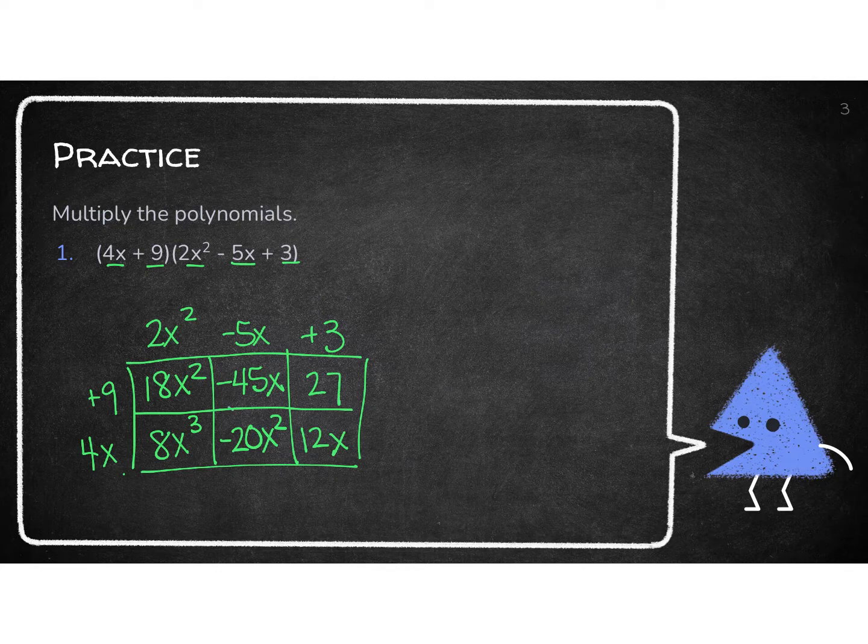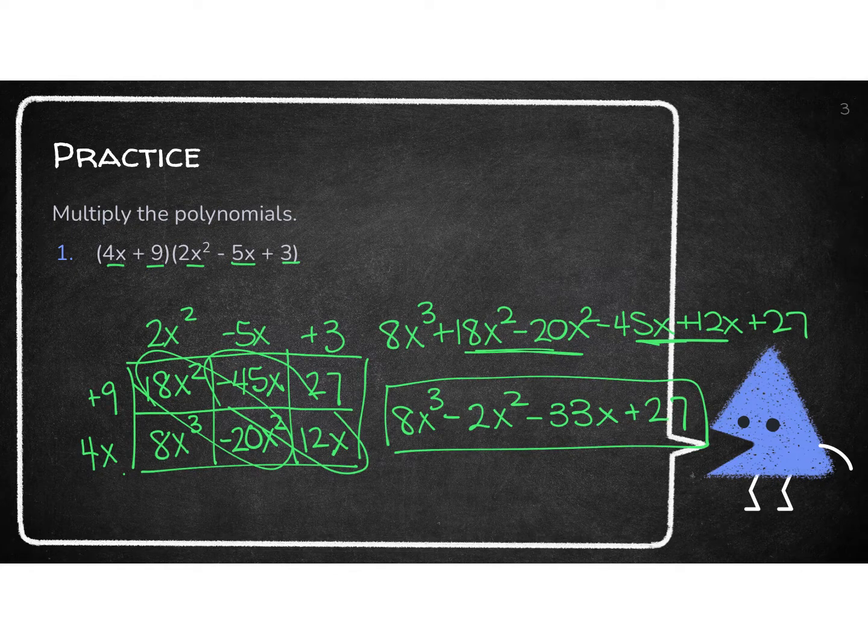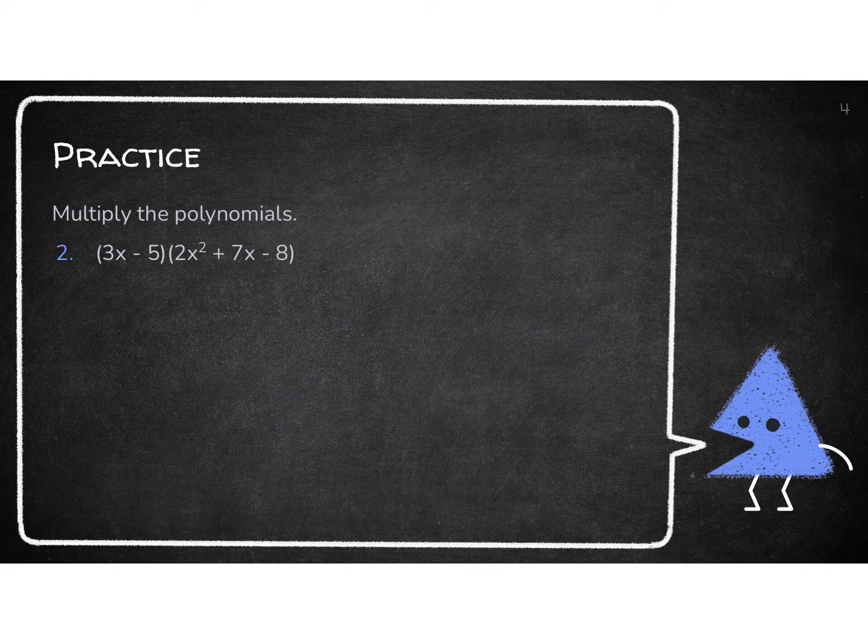So what you're going to kind of see is you have like terms happening, but we're just going to write it all out and then combine anything together. So I have 8x to the third plus 18x squared minus 20x squared minus 45x plus 12x plus 27. So I'm going to put my x squareds together. So I have 8x to the third minus 2x squared. I'm going to put my x's together, minus 33x plus 27. None of those are like terms, so I know I am completed with this problem.